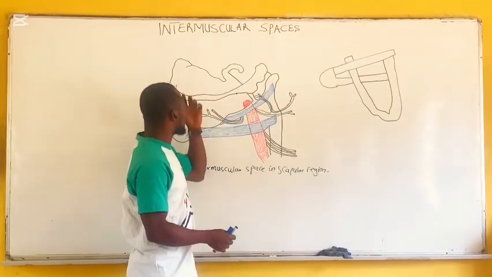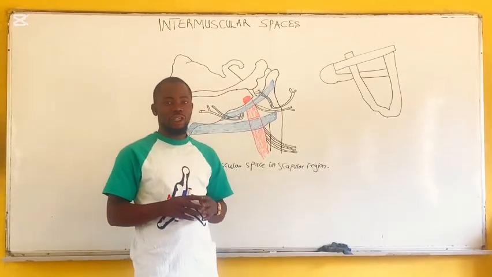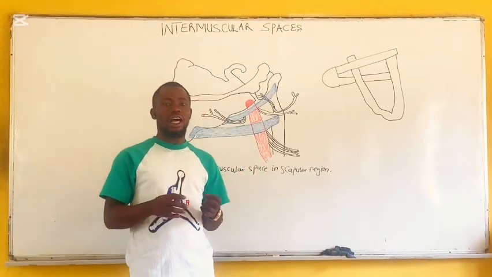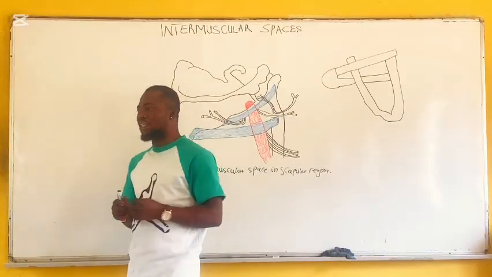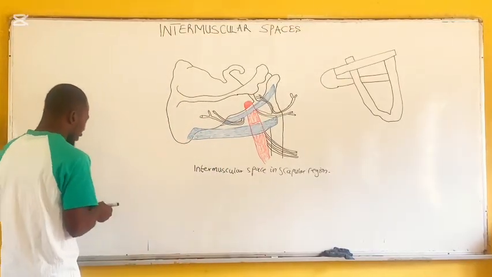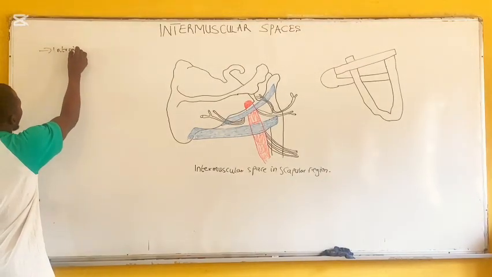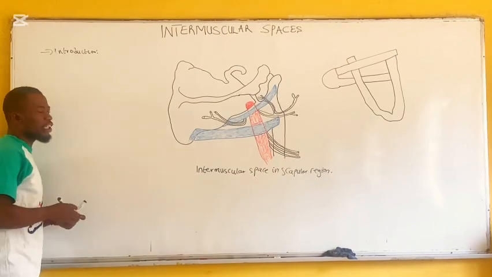In today's class, we shall be discussing the intermuscular spaces. The intermuscular spaces are the potential spaces that are located at the scapular region. So the potential spaces that are located at the scapular region are known as the intermuscular spaces. That is just a brief introduction to the intermuscular spaces.